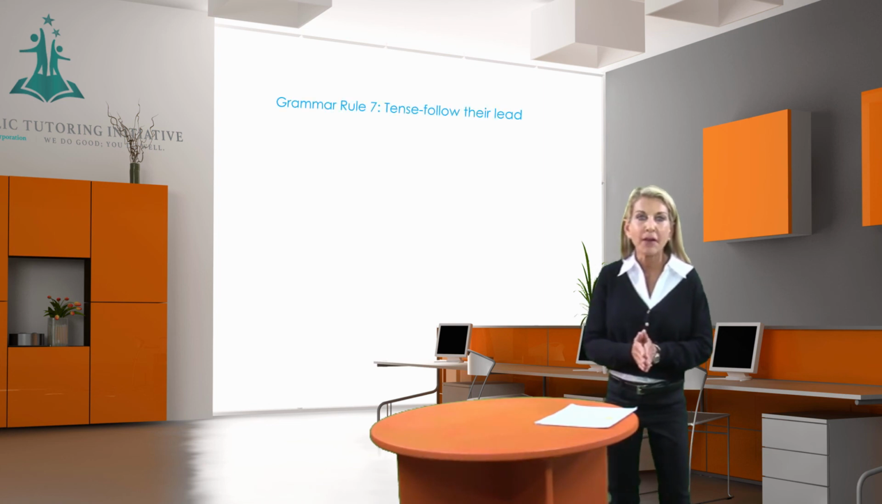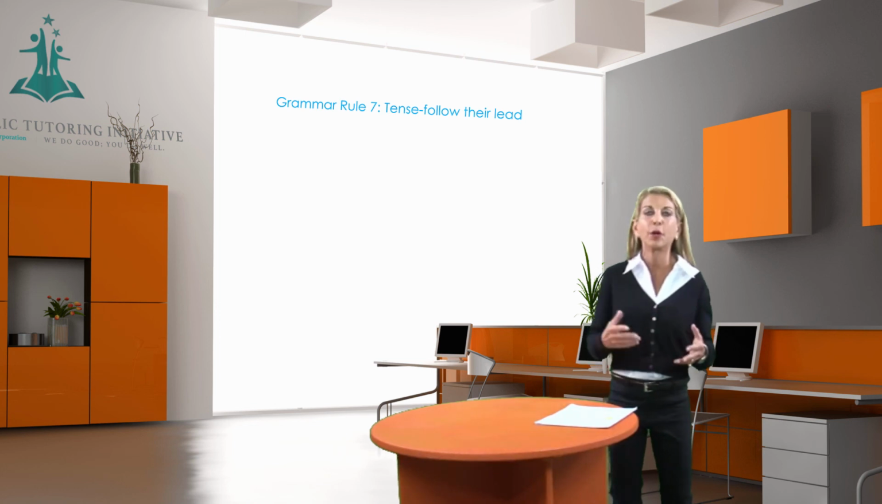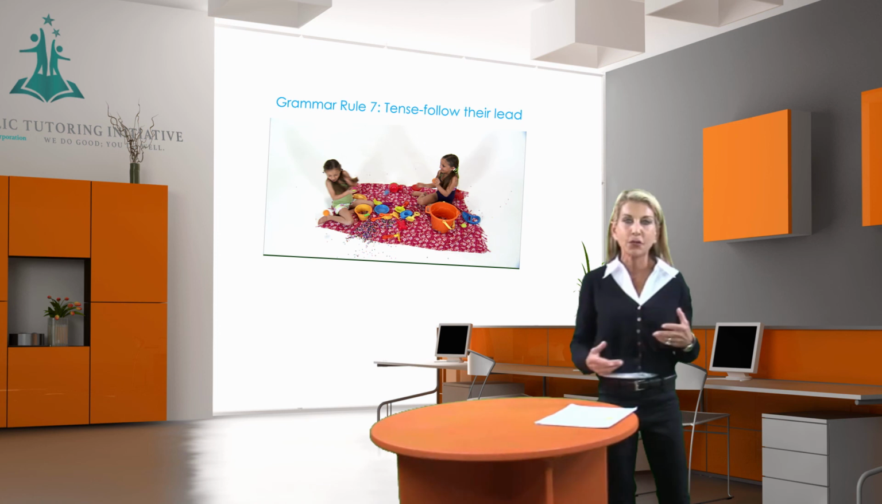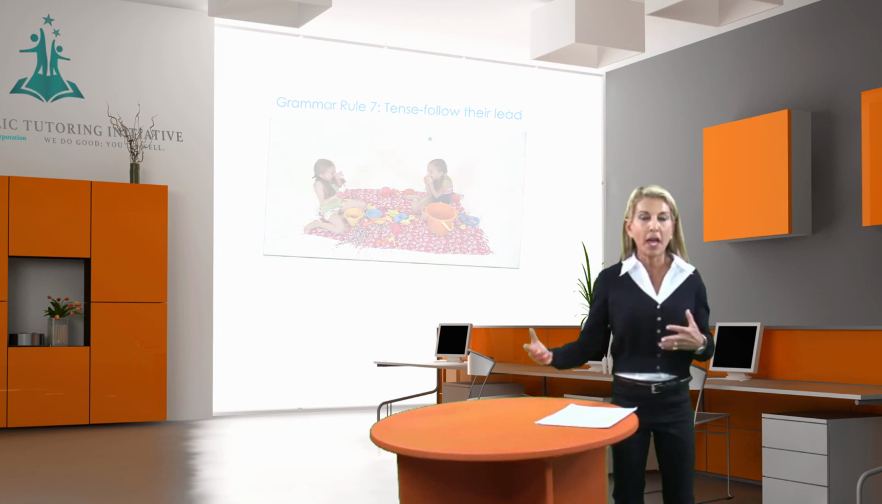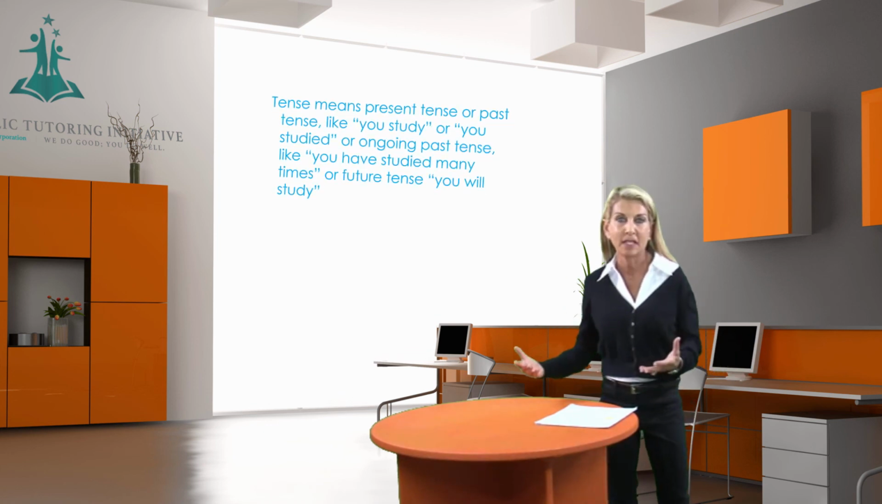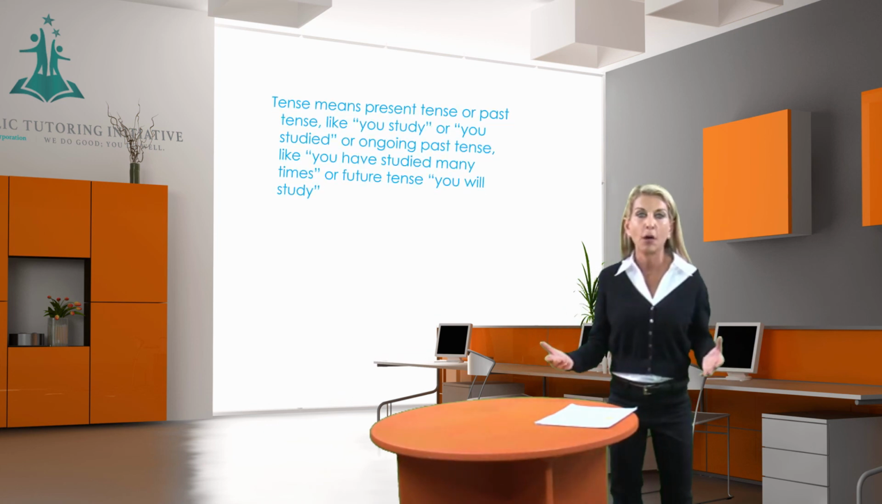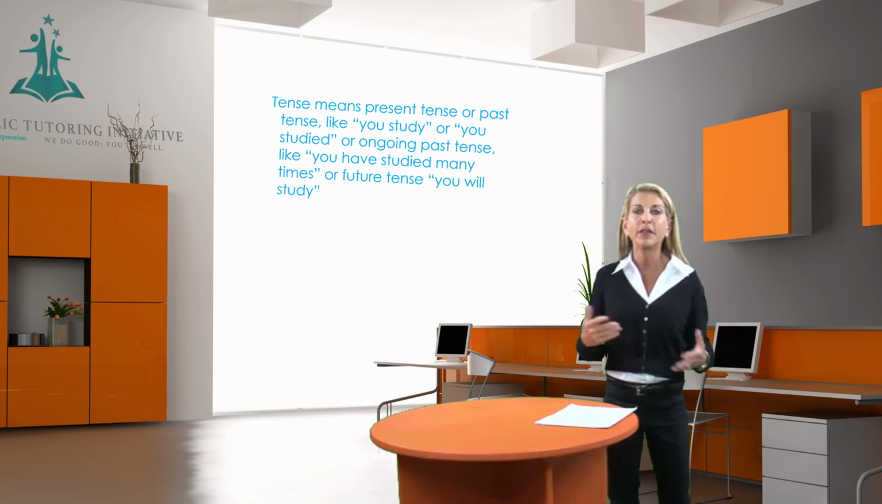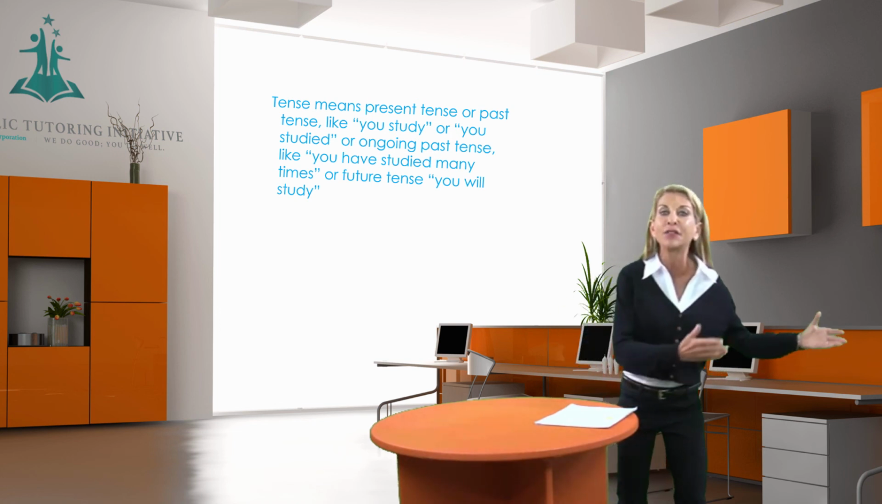Okay, you guys have done a great job on those pretty difficult rules, the things I put you through already. Now we're going to learn a few easier rules. Here we go. Grammar rule number 7, tense. Follow their lead. Okay, we talk about tense situations. People get really mad at each other, like brothers and sisters. And you started it, she started it. Okay, so the ACT covers tense in a different way, but they still look to who started it, okay? They are talking about present tense or past tense, like present tense, you study, or past tense, you studied. Or even there's something called ongoing past tense, you have studied many times.